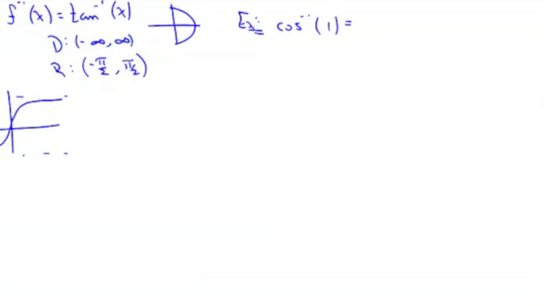For example, what is the cotan inverse of 1 without a calculator? Cotan inverse of 1. Cotangent, that's how often I write cotangent. Cotan inverse of 1, in radians. Pi over 4.